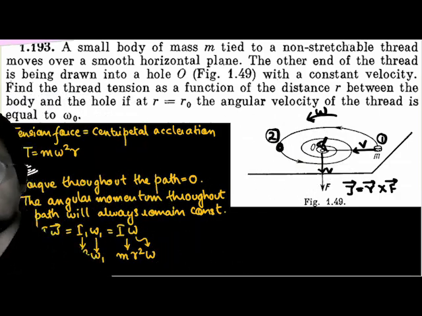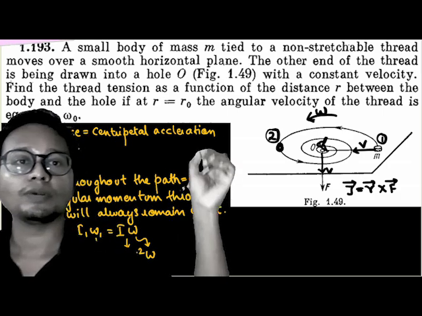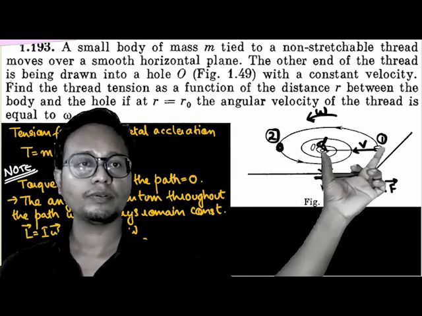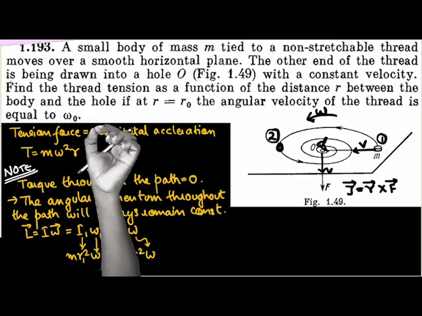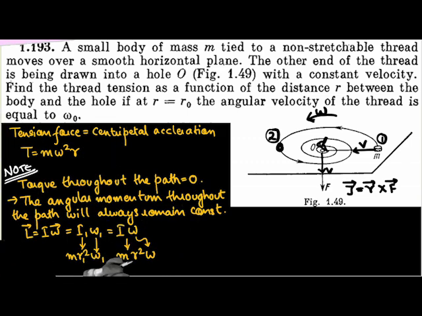Now in the question it is given that initially, when the value of R was equal to R naught, the value of angular velocity is equal to omega naught. So let's say initially when the value of r1 is equal to r naught, the value of omega 1 was equal to omega naught.